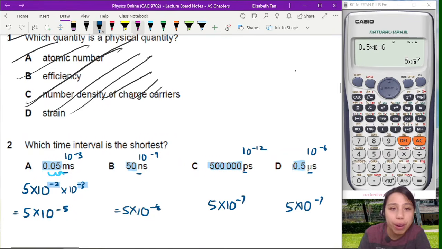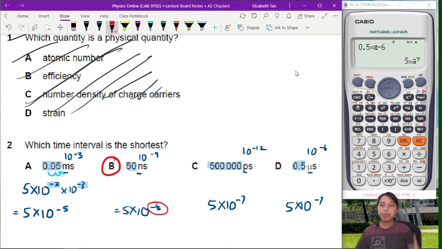So if I compare all of these, the smallest value will be the one with times 10 to the negative 8. More negative means smaller. So that's going to be B over here.